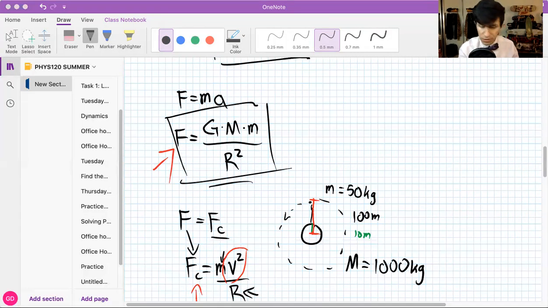I haven't mentioned this, so I'm going to give you guys a value for G. You can type in Google gravitational constant, and they will give you the number.